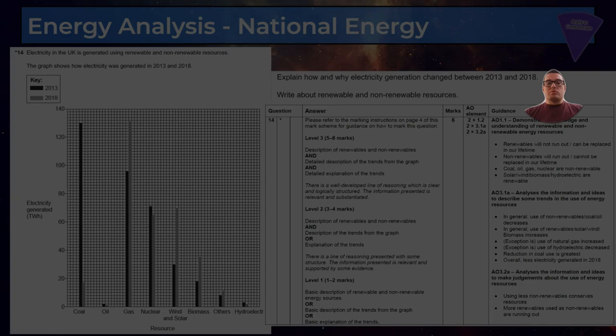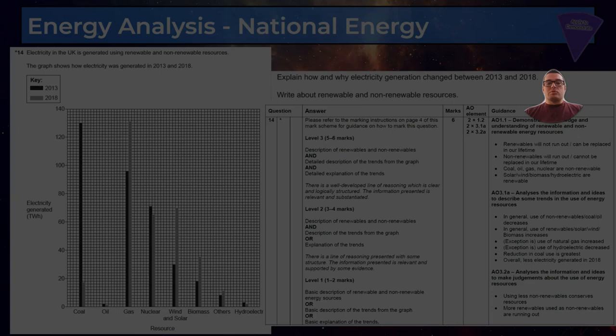Now, in both of those cases, when you look at the general trend, you will pick out the next bit, which is look for anomalies. There will always generally be something that doesn't fit the pattern because they want you to pick that out. So you can see, for example, that gas is an example of a non-renewable which has actually increased, and hydroelectric is an example of a renewable which has actually decreased, which doesn't fit the general trend.